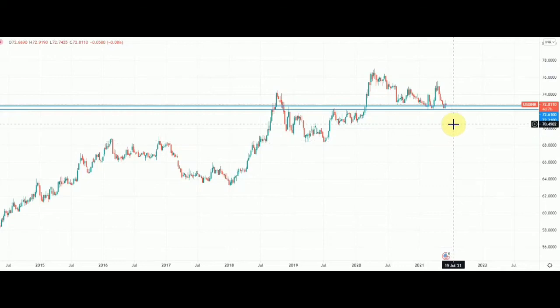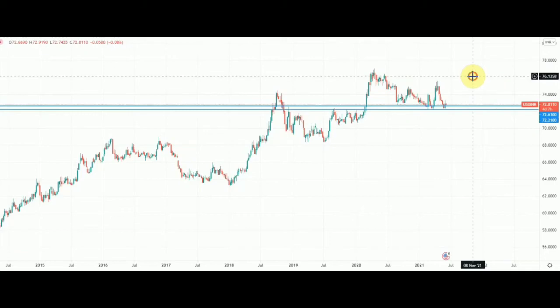On an immediate basis, please do watch this 72 to 72.5 zone, which is really acting as a very strong buying zone. So once this level gets breached on the downside, expect it to come towards 70.5. Please do watch that chart which I had posted in my Telegram channel. I hope it will throw more light on the details.